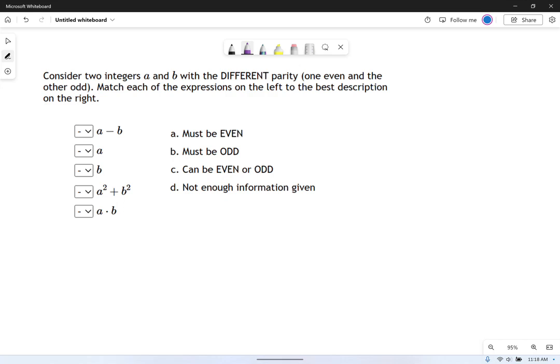Whenever you have a question asking you something about even and odd numbers, like does it have to be even, does it have to be odd, what about the product, and so on, make your life easier and take the information they give you right here, right?